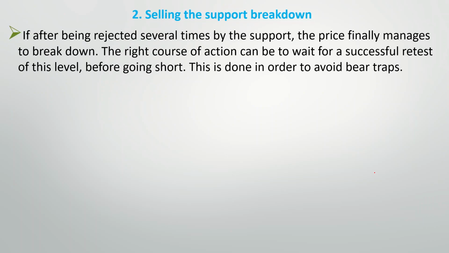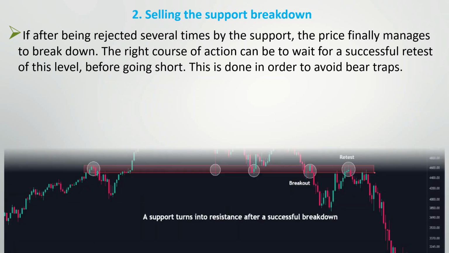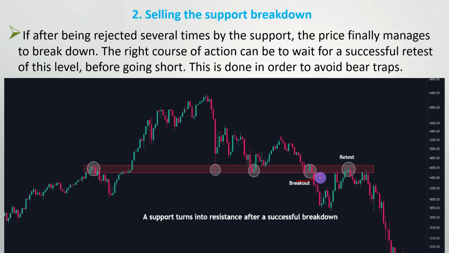Selling the support breakdown: you can short sell any stock or any index when the support is breaking. You can put your sell order a little below the support zone, because many times these types of candles can occur. This green candle has a low below the support zone, and this one also has a low below the support zone. So this type of extreme movement can occur when the price is moving in a direction.